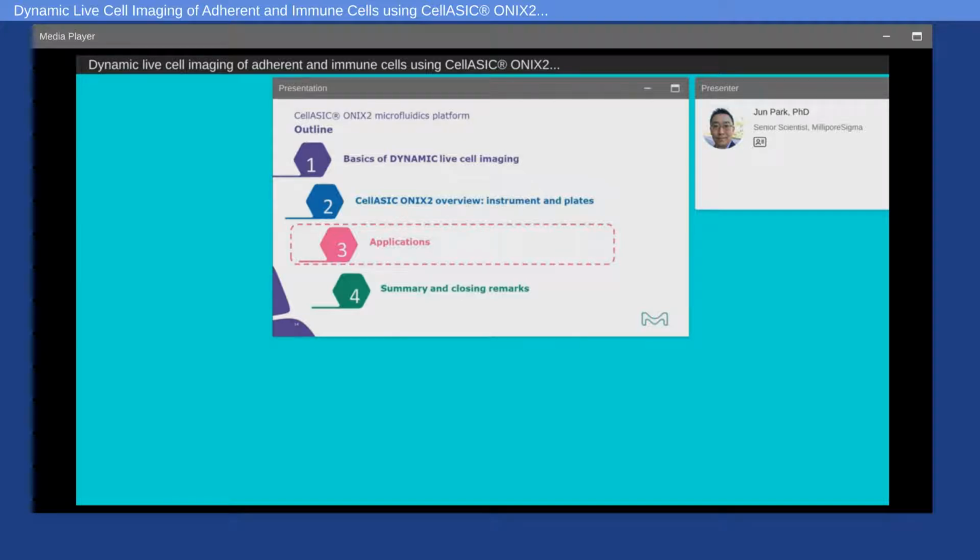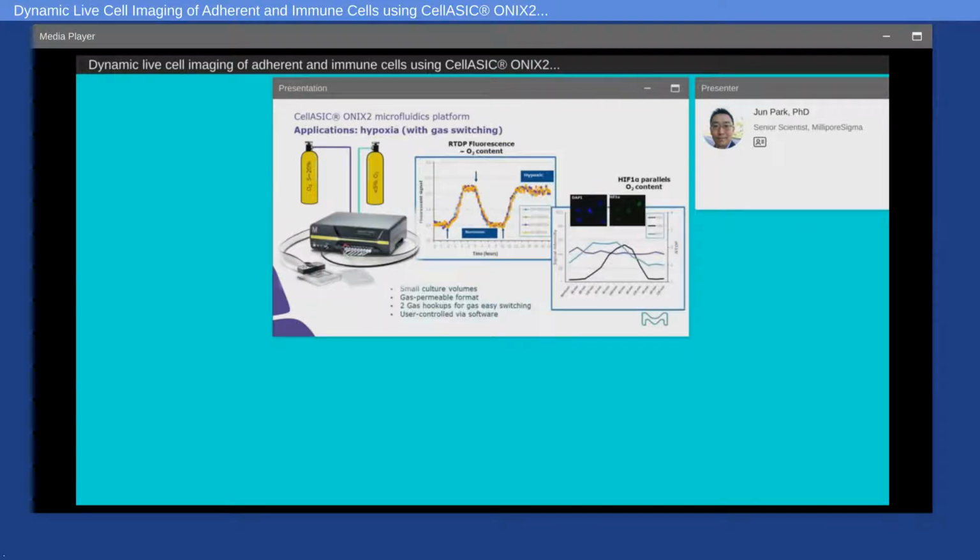Now let's go over some of the key applications. Our system can be connected to two independent gas outlets. So in this example, we can create normoxic and hypoxic conditions using gas switching ability. The middle image shows fluorescent intensity of reverse oxygen sensor, RTDP, measured from one of the tissue culture chamber within our microfluidic plate. RTDP will increase fluorescence with decreasing oxygen concentration and vice versa. Arrows indicate the time point at which gas switching was initiated.